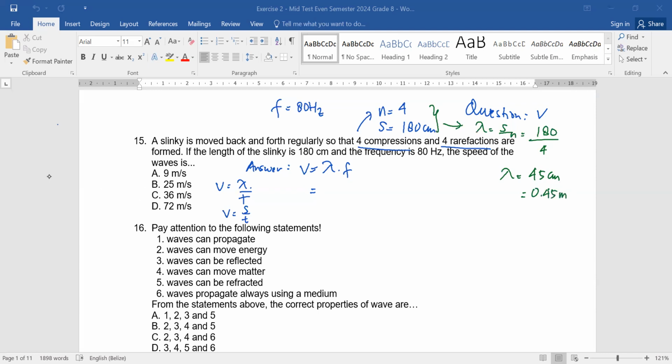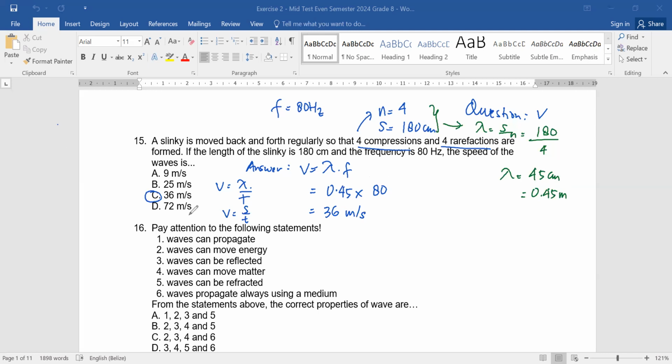And now we're back to calculate what is the speed. So lambda is 0.45 meter times the frequency is 80 hertz. So we're going to get 0.45 times 80. So the answer is 36 meters per second. So the answer is C.